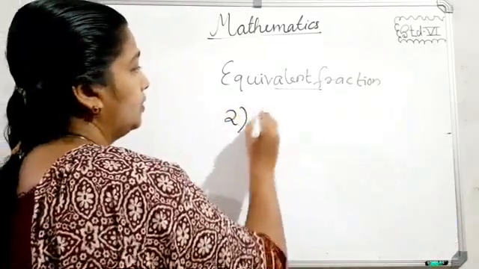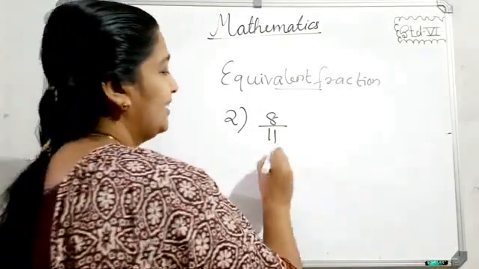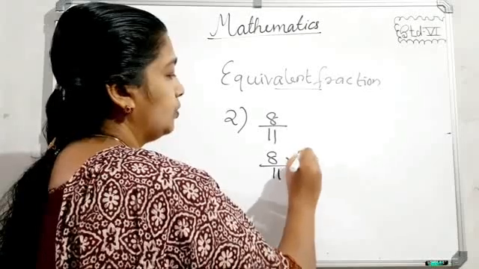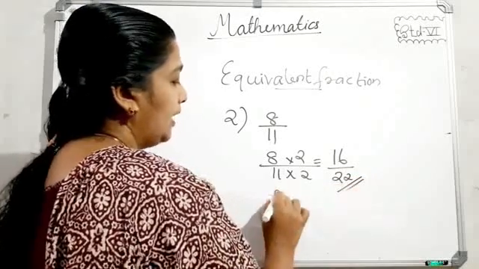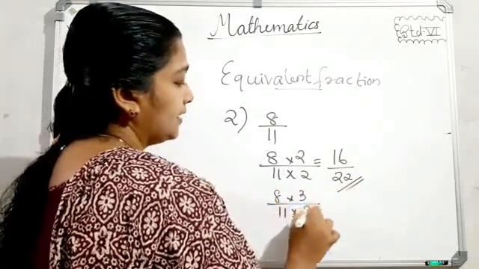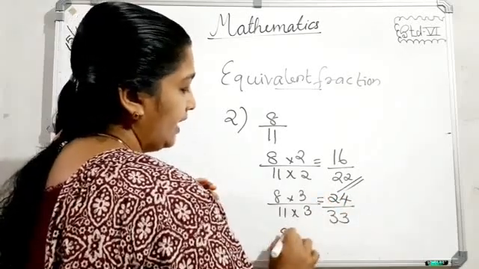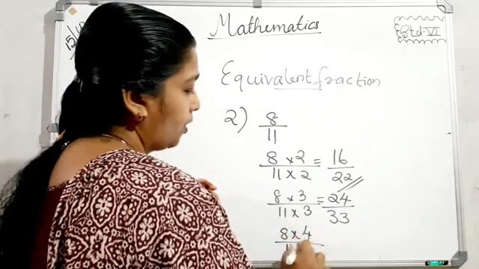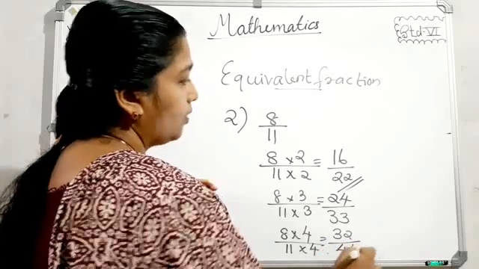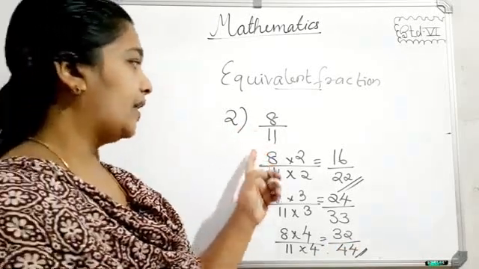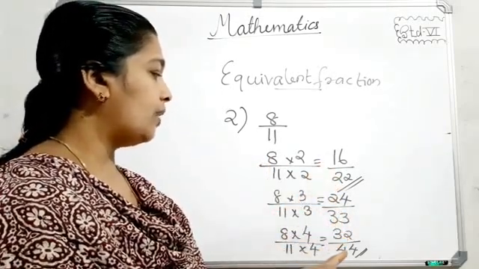Listen. Question number 2: 8 by 11. Say the equivalent fractions of 8 by 11. 8 by 11 into 2 by 2. 8 twos are 16, 11 into 2 is 22. 8 by 11 into 3 by 3. 8 threes are 24 and 33. Then 8 by 11 into 4 by 4. 8 fours are 32 by 44. The equivalent fractions of 8 by 11 are 16 by 22, 24 by 33 and 32 by 44.